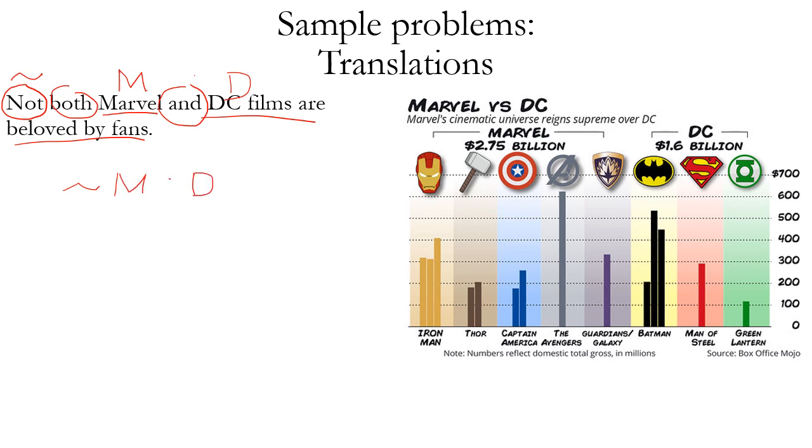But we're not done. There could be a case where the tilde is only negating the M, but the wording would have been different. In that case, it would have been Marvel films are not beloved by fans and DC films are beloved by fans. But the not both means that the tilde is negating the entire conjunction. So that means we have to put M dot D in parentheses. This expresses the idea that the tilde is negating the fact that both of these are true. So it's saying not both of them are true. One of them could be, but not both.